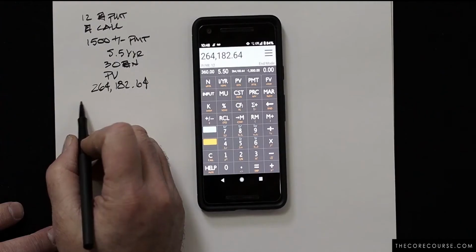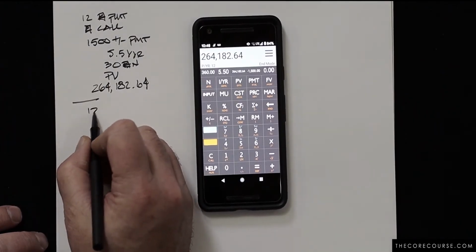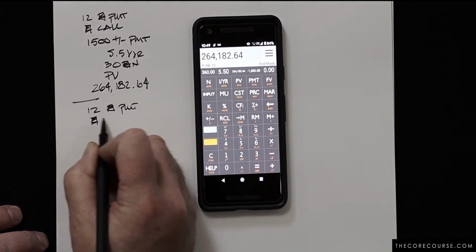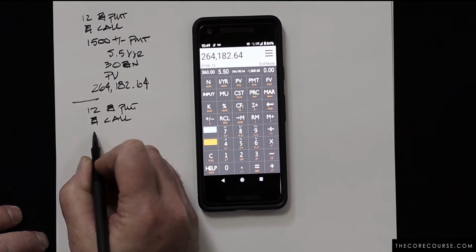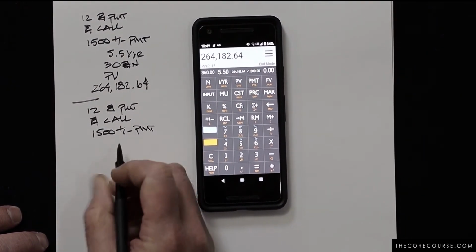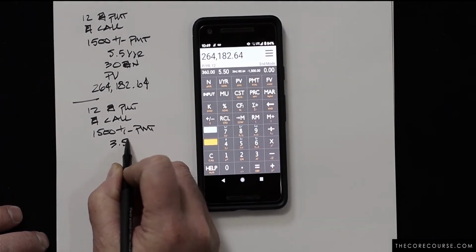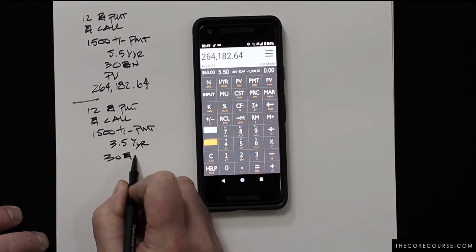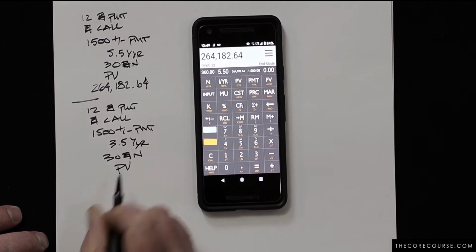Now we're going to do the exact same thing and just lower the interest rate to 3.5%. So we'll do it this way. 12 gold payment, gold clear all, 1,500 plus or minus payment, and then 3.5 interest per year on this one, 30 gold key N, finally solve for present value. We're still in 12 payments per year, so we'll just start by clearing the calculator.